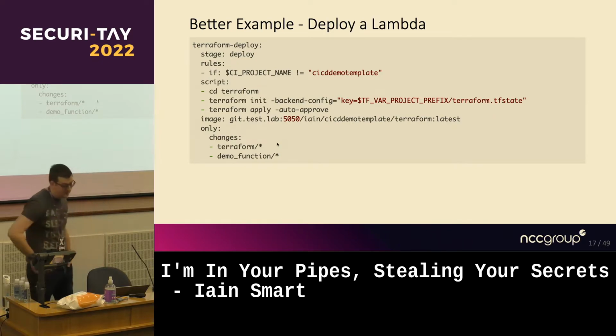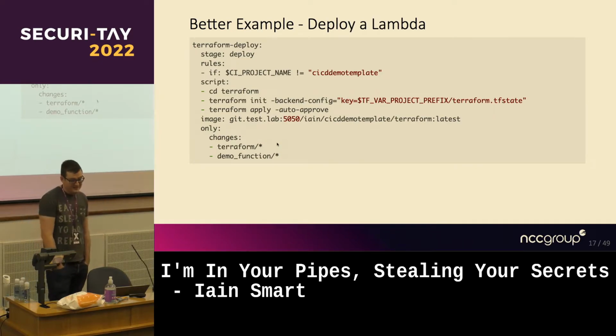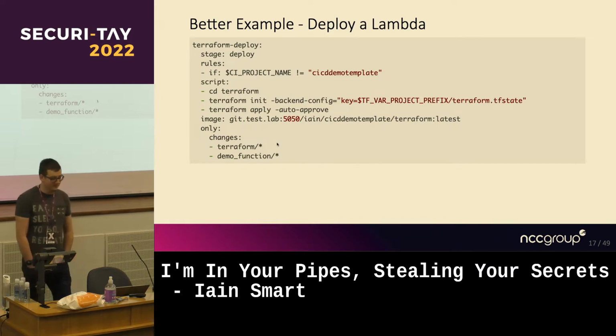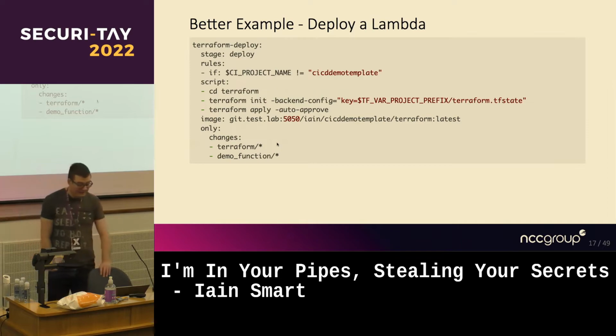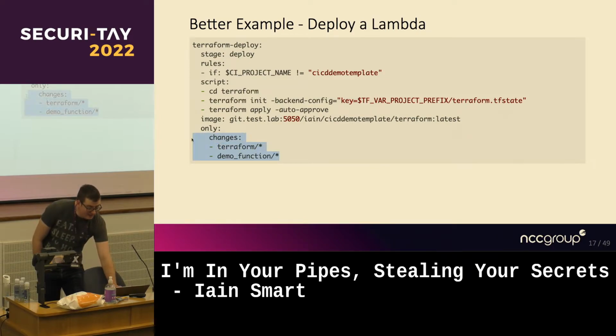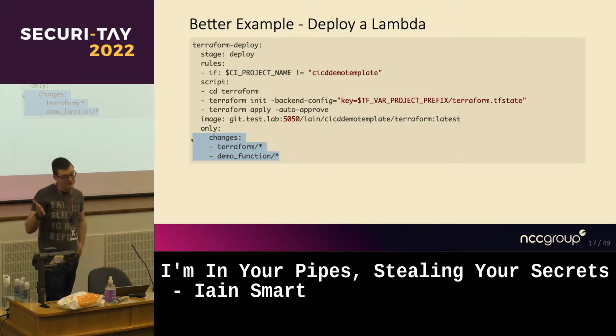So this is what my code looks like for the Terraform deploy stage. I'm saying in the deploy task, I've got a rule saying if the project name is not my template, basically I've got this all templated on my system. If it's not the template, then run Terraform init. This backend config just says use S3 for my storage where the Terraform state is, and then make these changes, make it happen. And I've said only run this task if the changes have been made to the Terraform/star or demo/star directories.